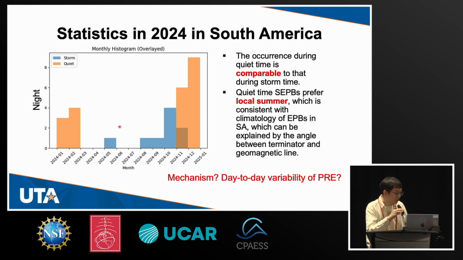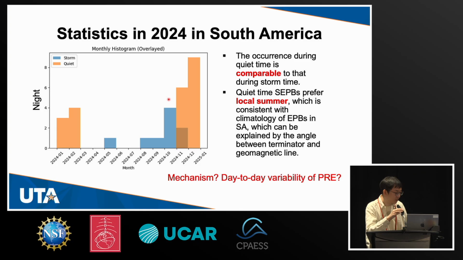You can also see there is a big discrepancy between the storm-time behavior and the quiet-time behavior. During storm time, the majority of the storms occur around the summer. In May there is a big storm, and in October and November they are all big storms. But during quiet time, you can see they prefer the local summertime. And this is very consistent with the climatology of equatorial plasma bubbles in South America.